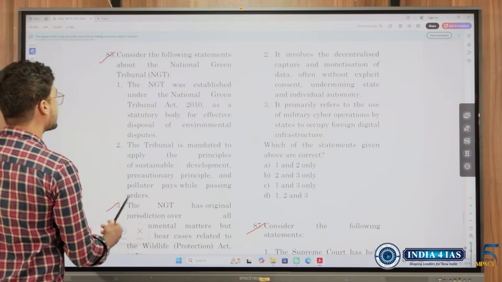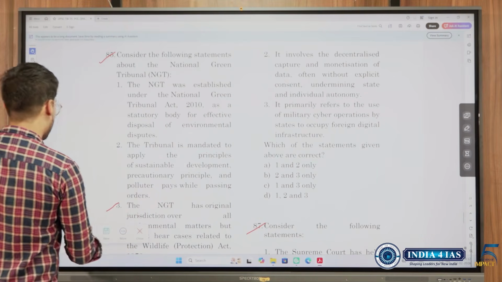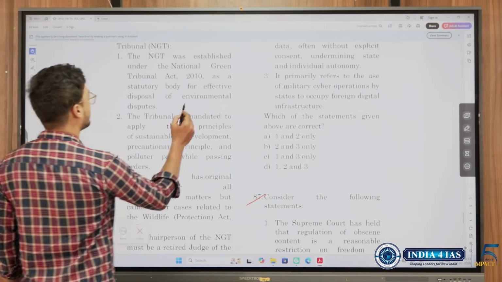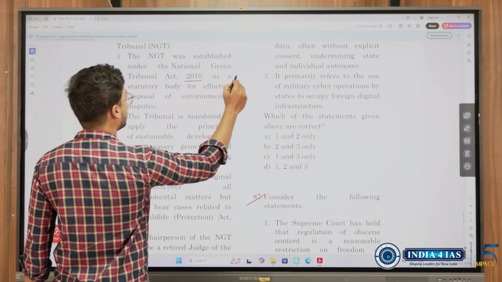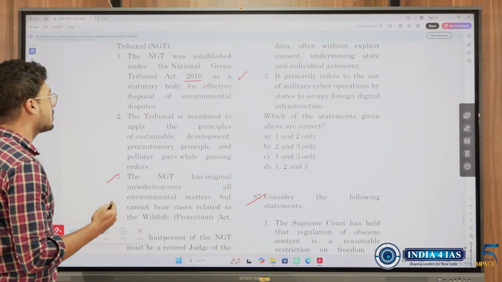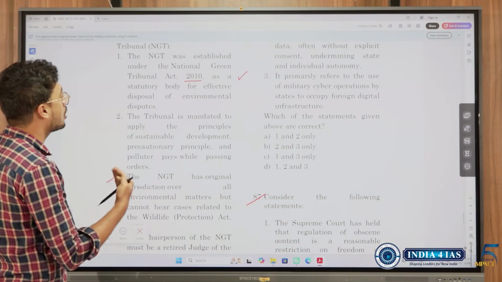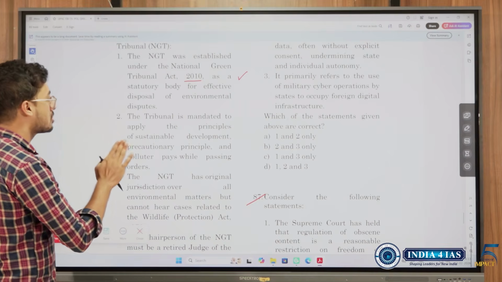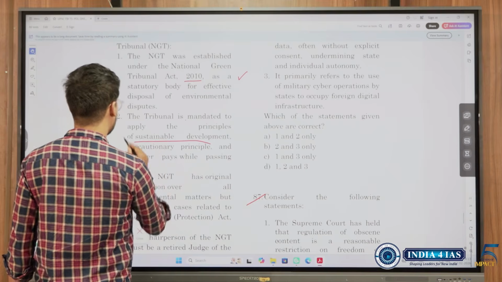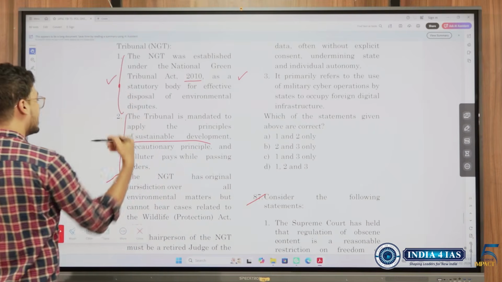Okay, consider the following statements about NGT. Now NGT, simple question. We'll see. See, NGT was established under the NGT Act of 2010, correct? Why did we establish NGT? Because when it comes to environmental disputes, we do not want to wait much. We want to follow the principle of natural justice, and we want to resolve the case as soon as possible. The tribunal is mandated to apply principles of sustainable development. See, if you did not know this generally, you would have come to know. The NGT Act 2010, you would have heard of this.